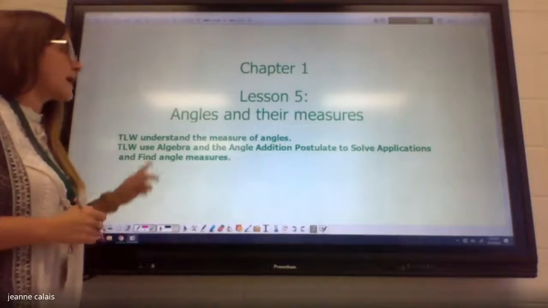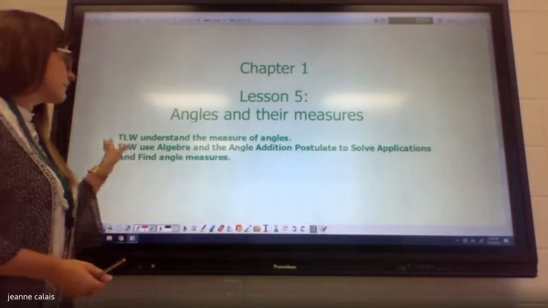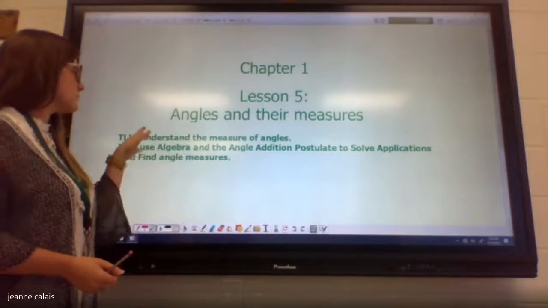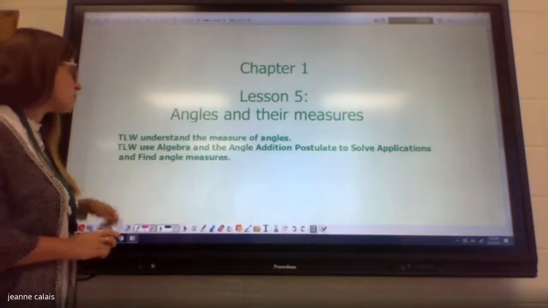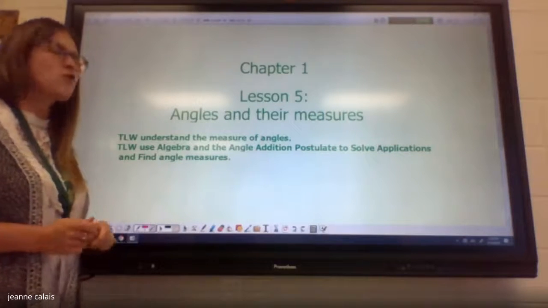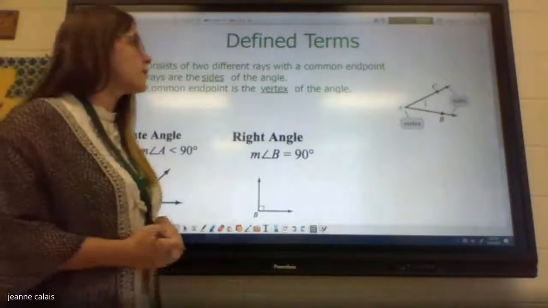We will be discussing angles and their measurements. We're going to use and understand what happens when we have measurements of angles, and we're going to use algebra and the angle addition postulate. So first, let's talk about what is an angle.